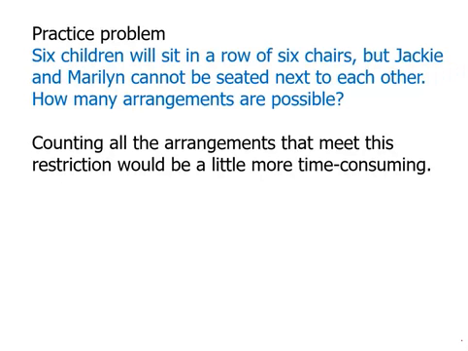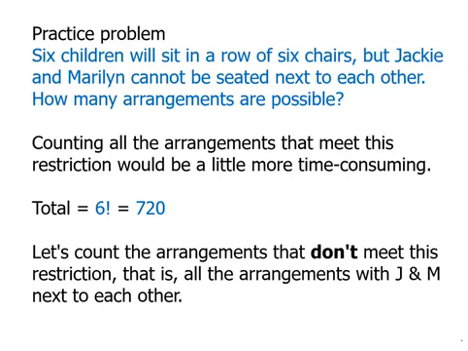So first of all, if we just disregard that restriction, what are the total numbers of orders? Total number of orders, 6 factorial, is 720. So if there were no restrictions at all, there would be 720 ways that those 6 kids could sit in order. So we're going to count the arrangements that don't meet this restriction. In other words, we're going to count all the arrangements with Jackie and Marilyn right next to each other. Okay, the ones that do not obey the restriction. And it turns out that's much easier to count.